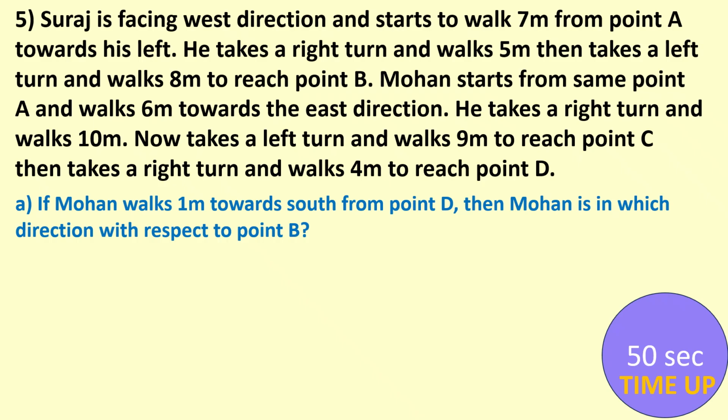Now here two persons are there. No problem. If 2% comes or 3% comes, we will solve it. Suraj is facing west direction. So here I'll draw Suraj. Here is Suraj. He is facing west direction. Now west direction is what? This direction is my west direction.